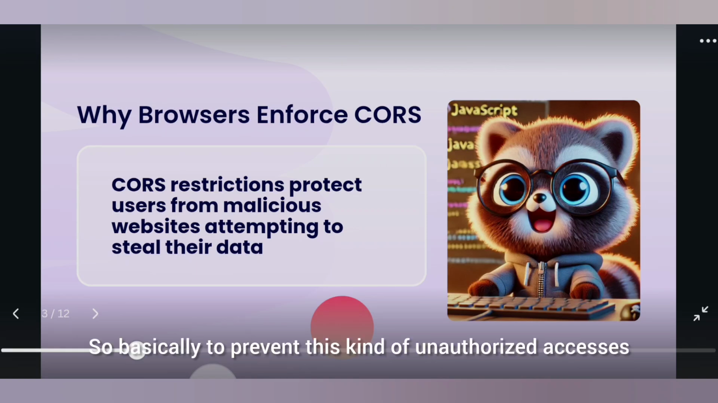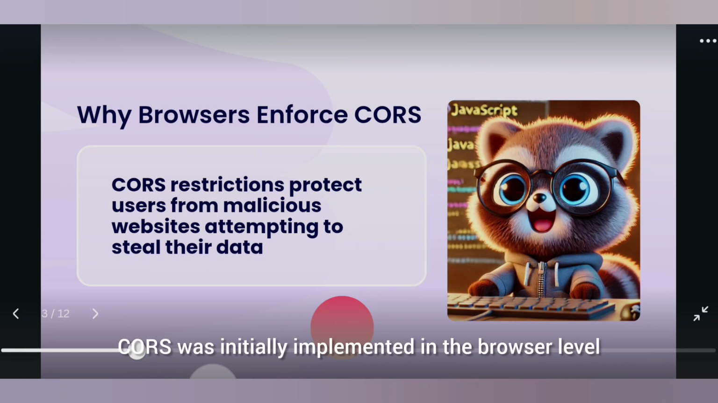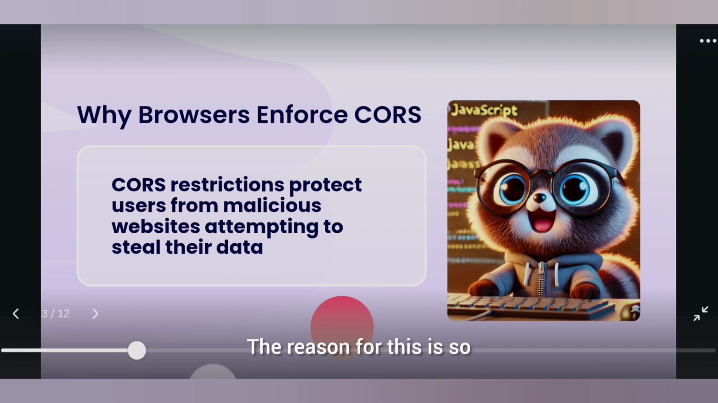So basically, to prevent this kind of unauthorized access, CORS was initially implemented at the browser level. The reason for this being so that malicious websites are not able to access the authorized or secured servers. So that was the reason why CORS is enforced, and it's basically a security mechanism. And the error that we get is because the security restrictions are trying to protect my Express.js server or that financial server on a larger level from any unauthorized access.